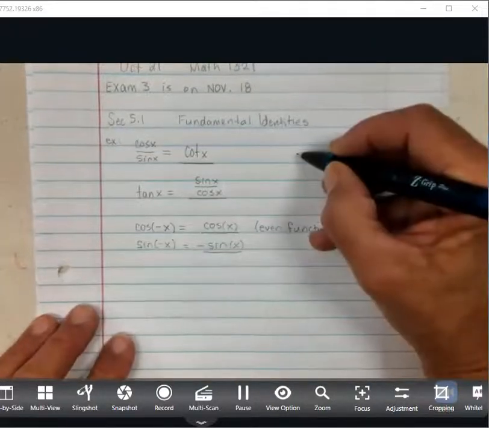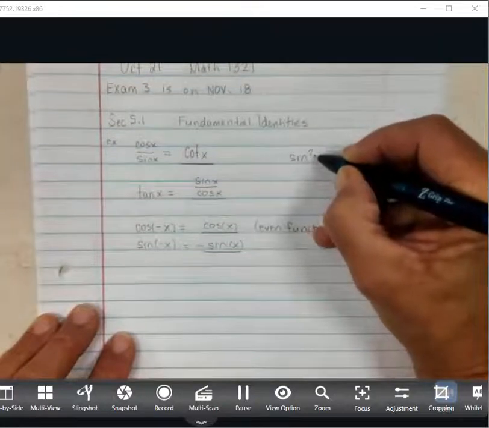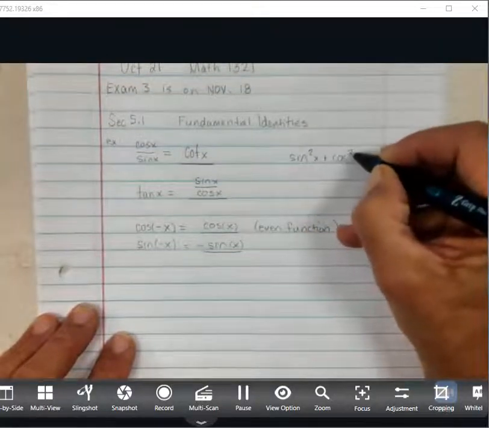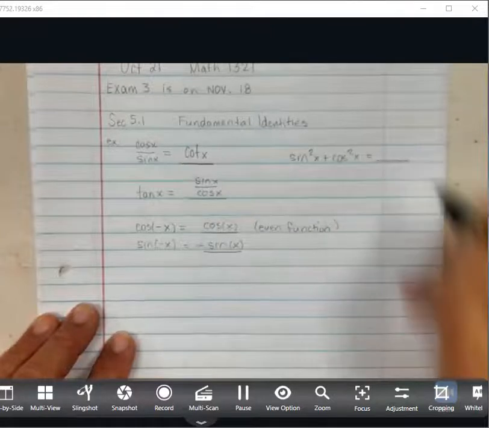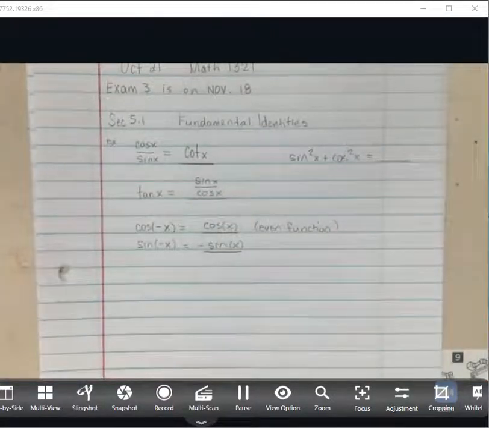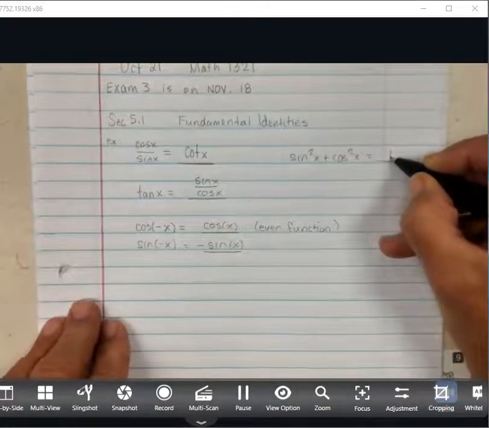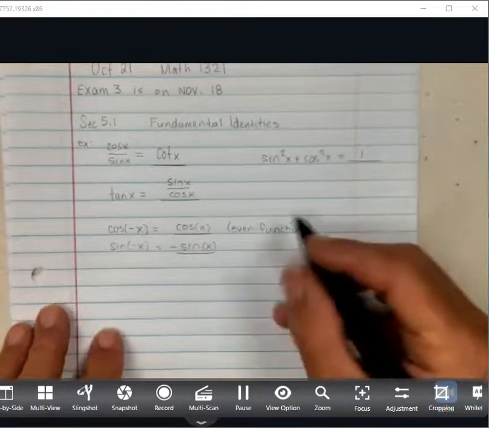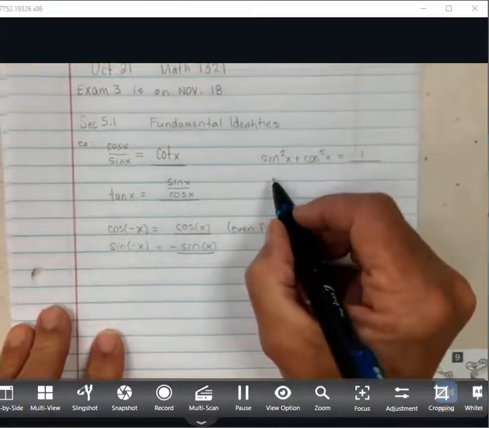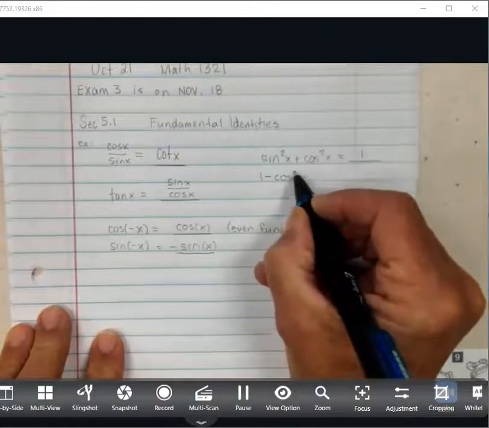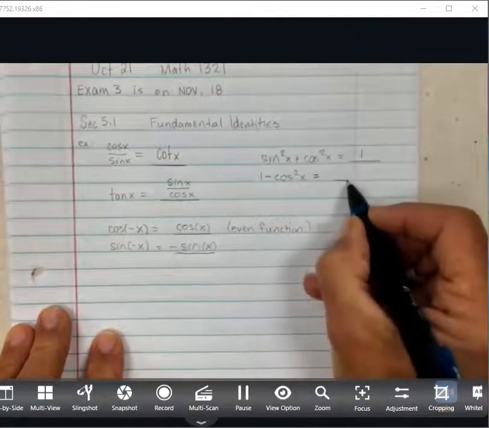Okay, do you recognize this identity? Right here. So what goes in the blank? 1. Sine squared plus cosine squared is 1. And so if I wanted to know what 1 minus the cosine squared of x is, what would you tell me?